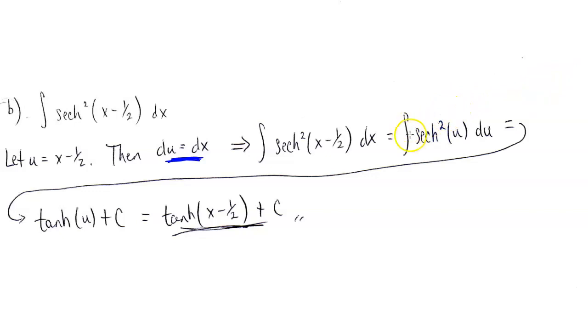And thus, here we can just say that the antiderivative of secant hyperbolic squared of u is just going to be tangent hyperbolic. And then we just substitute in the x minus 1/2 for u. And then, of course, add our integration constant on the end there.